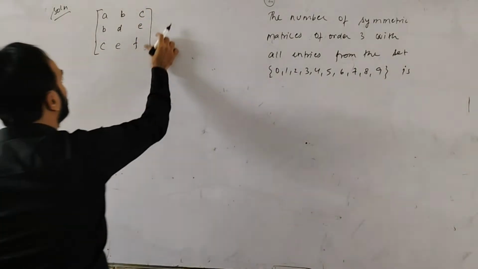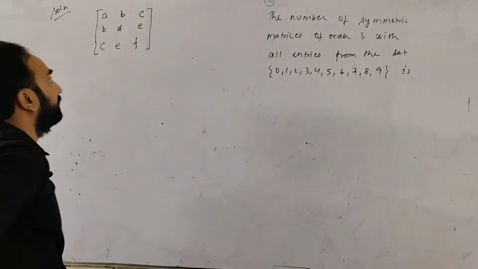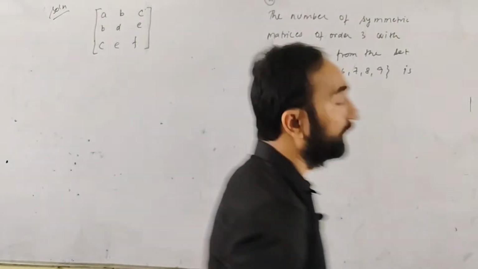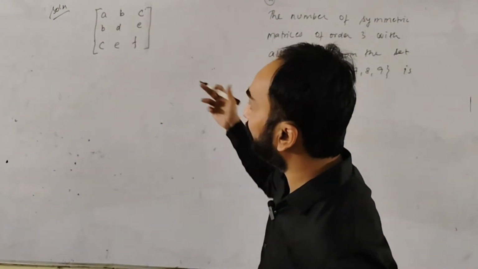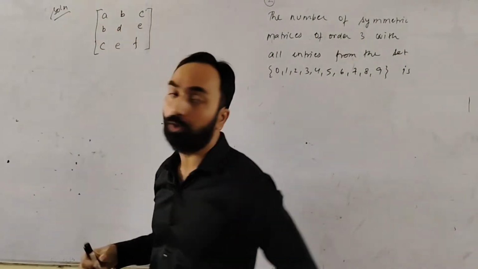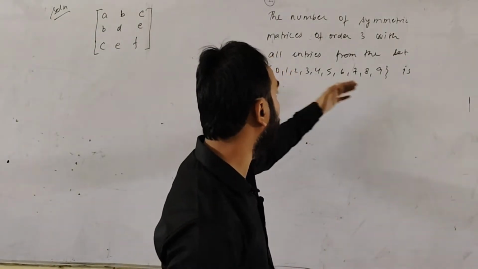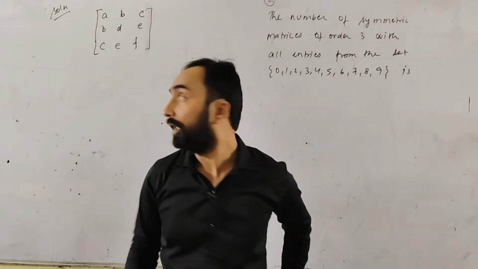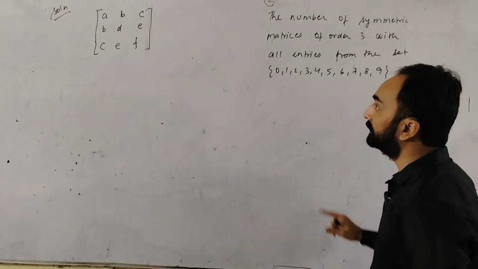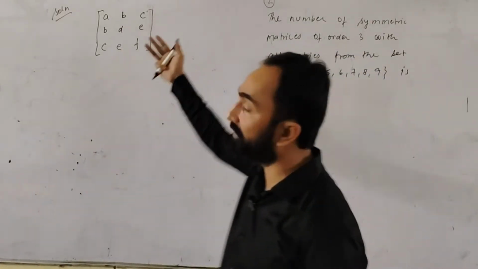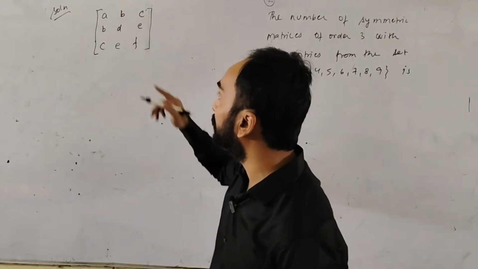So how many unique entries do we have in forming the symmetric matrix? If you see A, B, C, D, E, F, so 6. And if at the place of A, how many choices do I have? I have 0 to 9, anything I can fill. So if I want to fill A, I can fill it from these 10 choices. And everywhere I have the same 10 choices, right?